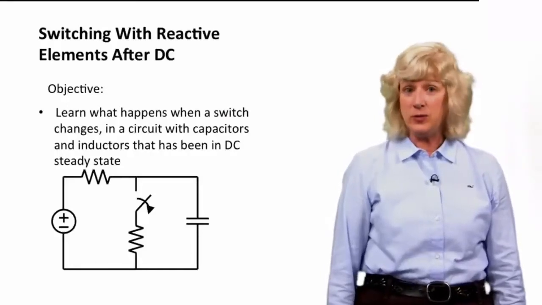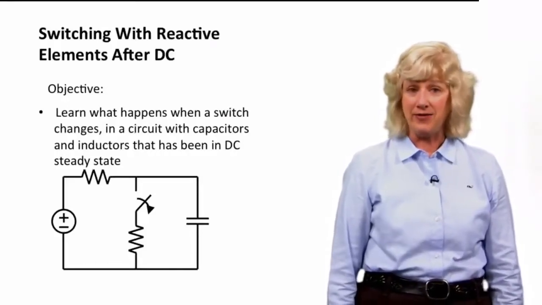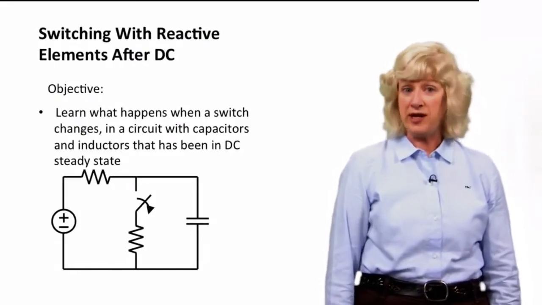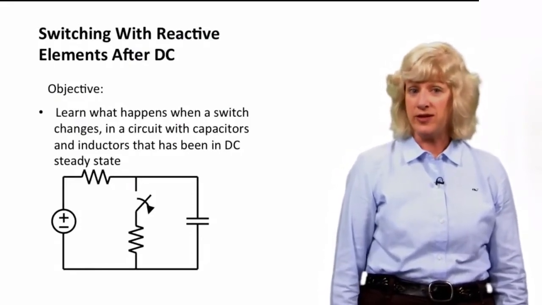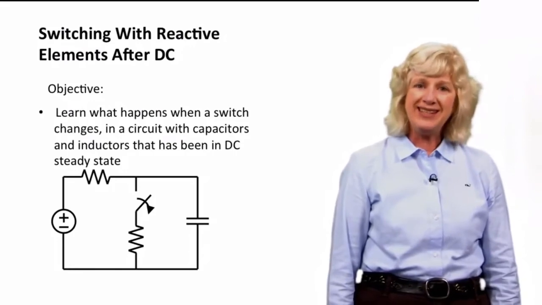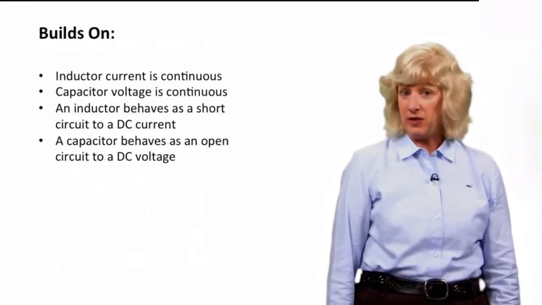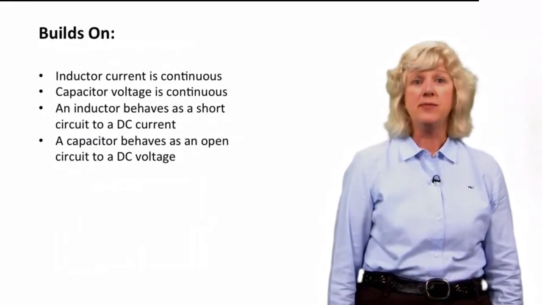This lesson is switching with reactive elements after DC. Our objective is to learn what happens when a switch changes in a circuit with capacitors and inductors that has been in DC steady state. It builds on the inductor current being continuous in time.